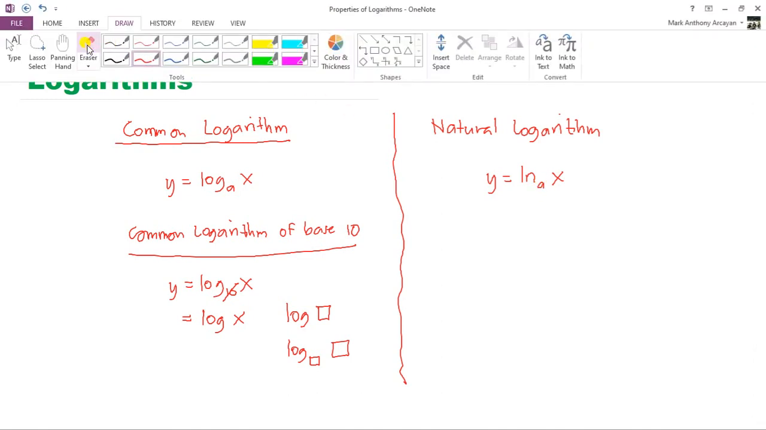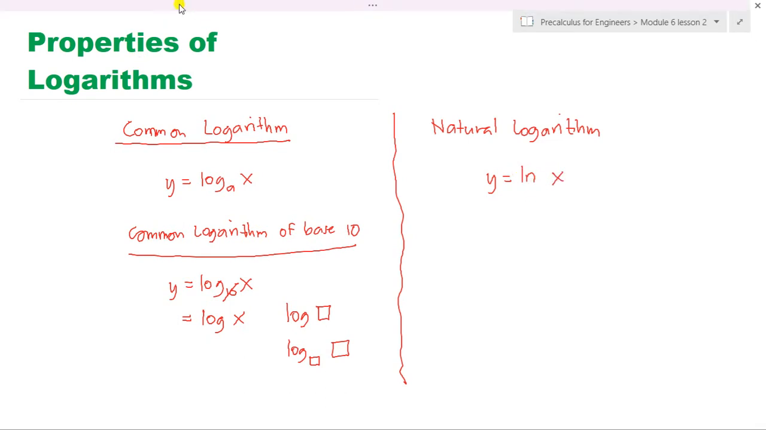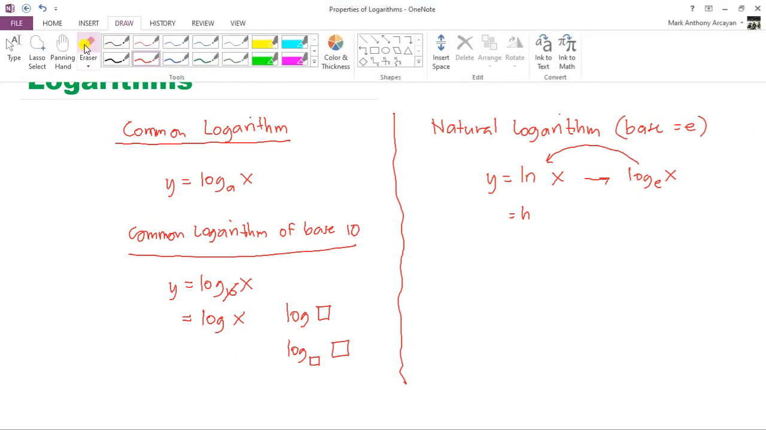In the natural logarithm, the base is equal to e, the Euler number. This is the same as the common logarithm, whose base is 10; in the natural logarithm, the base is e. So we can write it in the form of a common logarithm as the log of x to the base of e. To make it easier, we just write ln. Again, automatically, the base of ln is e. So you can write ln of x, ln of 2, ln of any number.